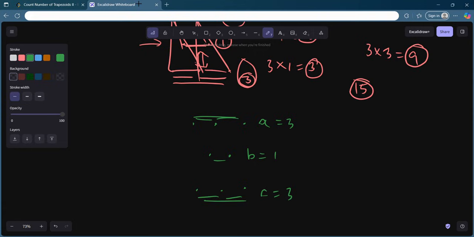The interaction between these two lines is given by A into B, between these two lines is given by A into C, and between these two lines is given by B into C. So AB plus BC plus AC. Okay, so this is how.